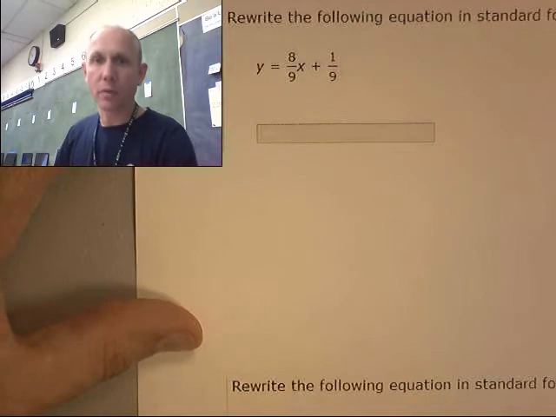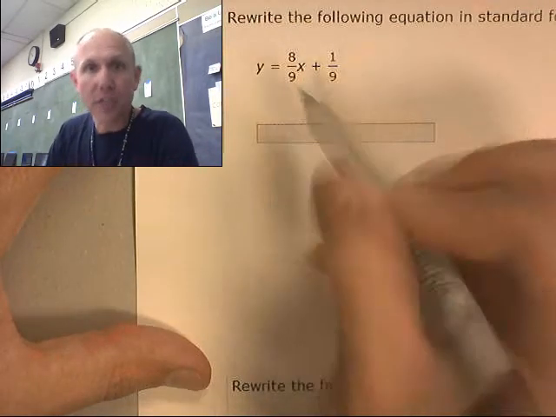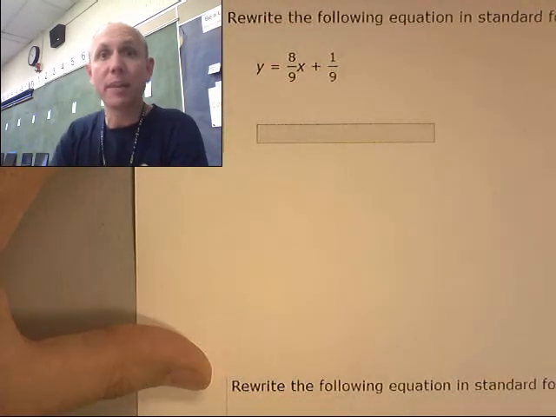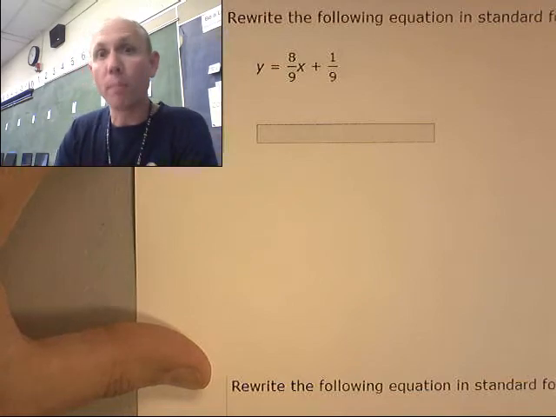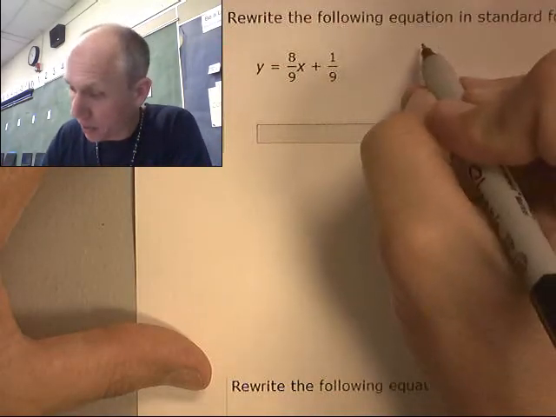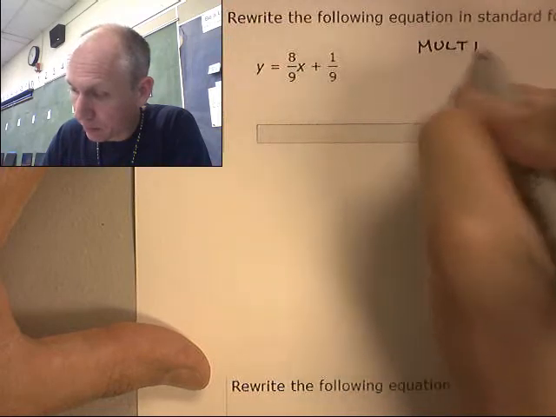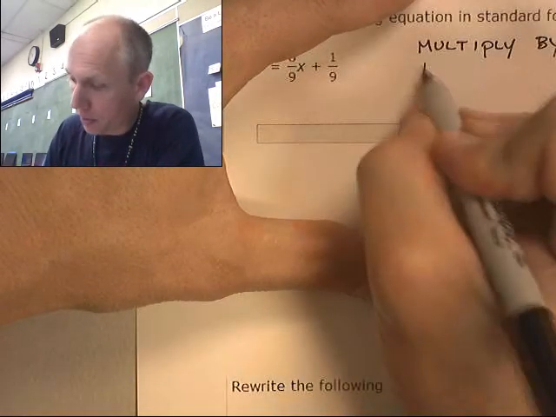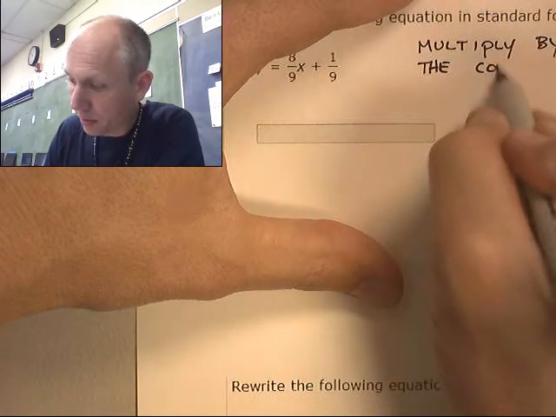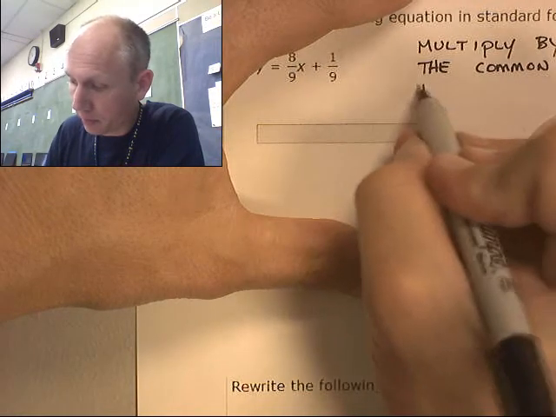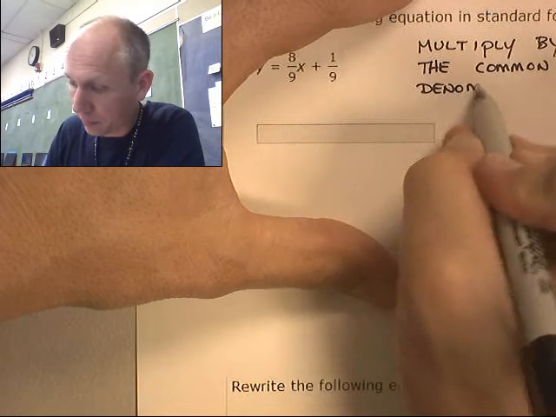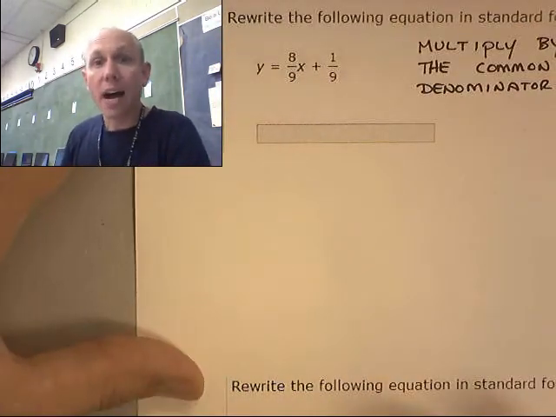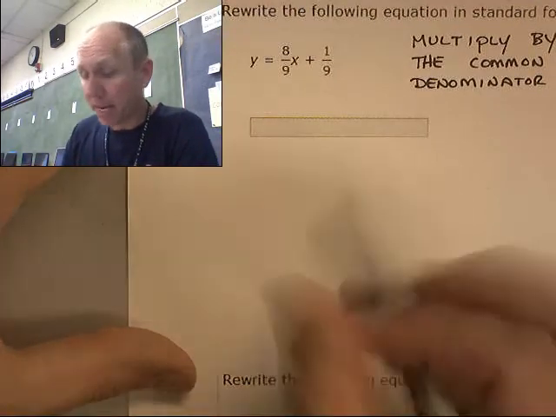Rewrite the following equation in standard form. The fractions are bad. We can't have fractions in this. And I told you on the last page, it's about the common denominator. We're going to multiply by the common denominator. Ready? Multiply by the common denominator. Okay. I will multiply each piece of this by 9.